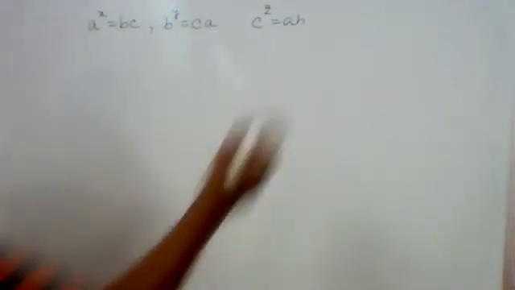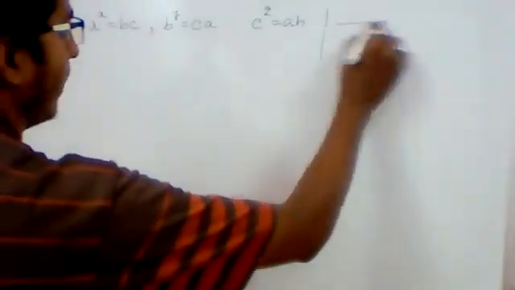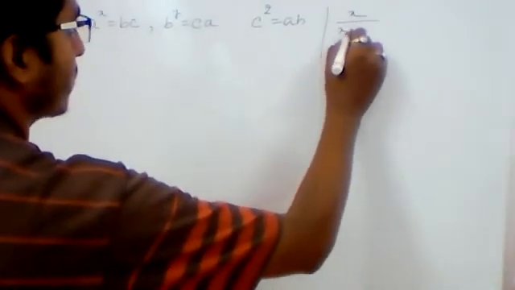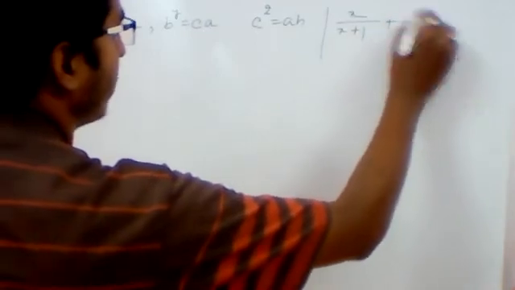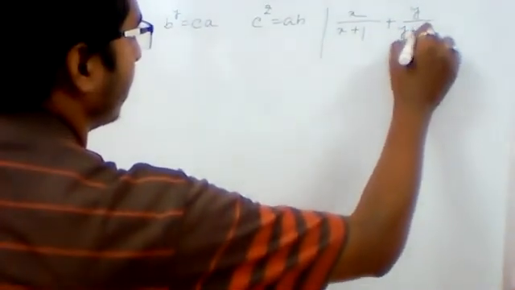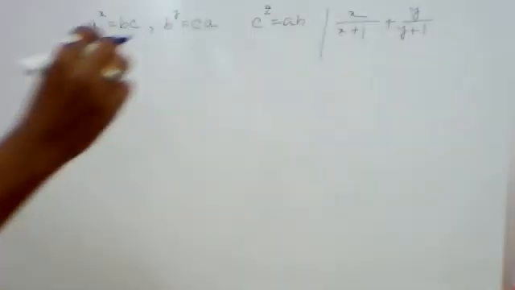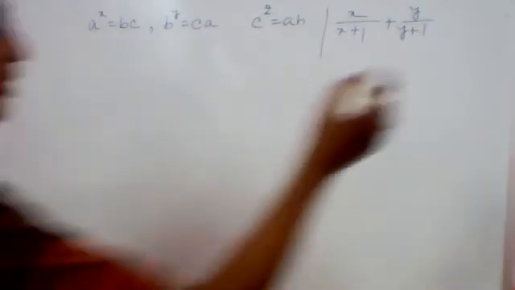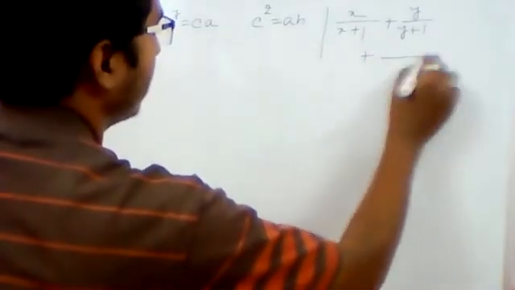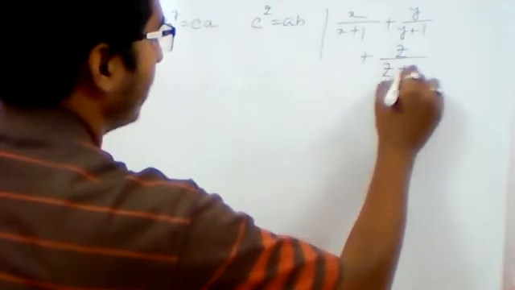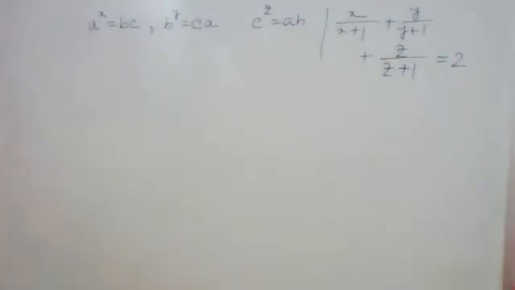We have to show, and I am writing on the right side, that x by x plus 1 plus y by y plus 1 plus z by z plus 1 equals 2. Now how to start this one?